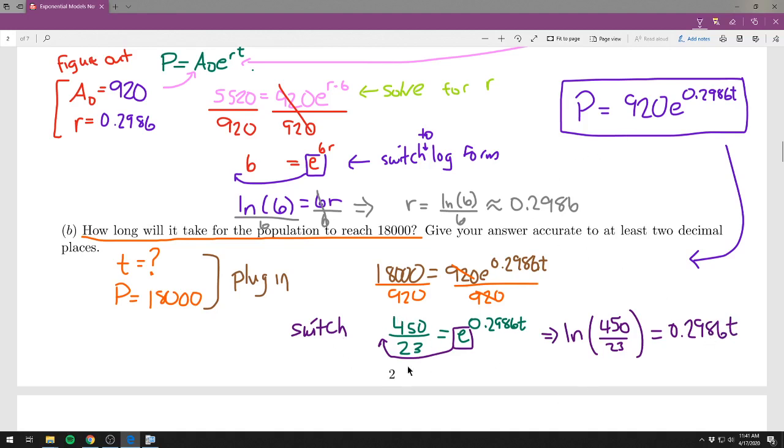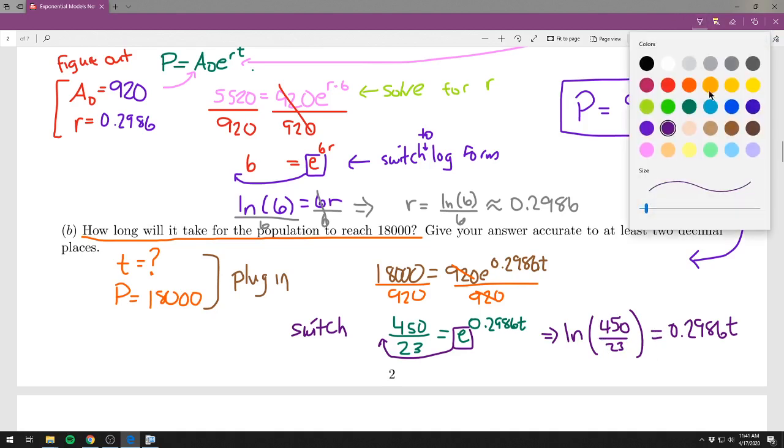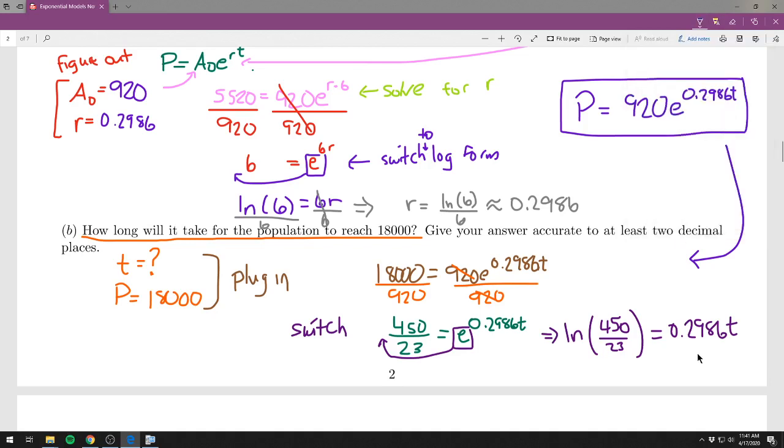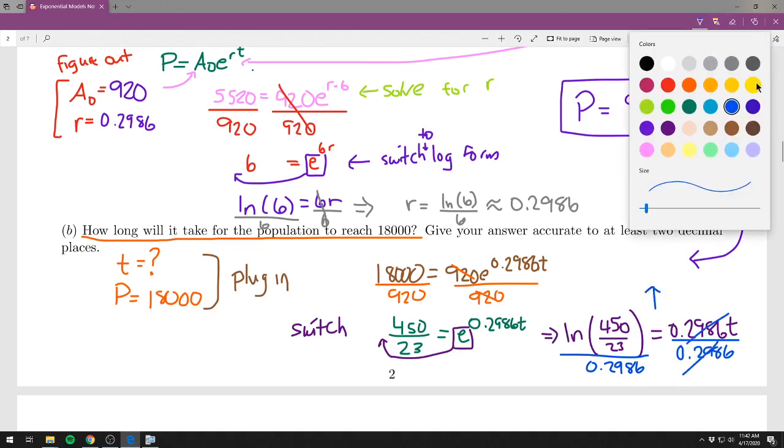Right, so the reason I left this as a fraction and didn't want to put a decimal is because I can plug this in my calculator pretty easily. The less rounding I do, the more accurate my answer will be. But you can type this in your calculator now and then divide it by the number. I'm going to divide it by the 0.2986 first, get t by itself, and then plug that in my calculator.